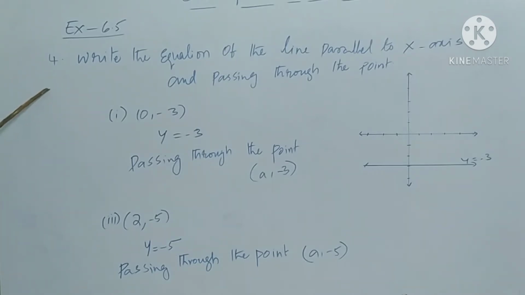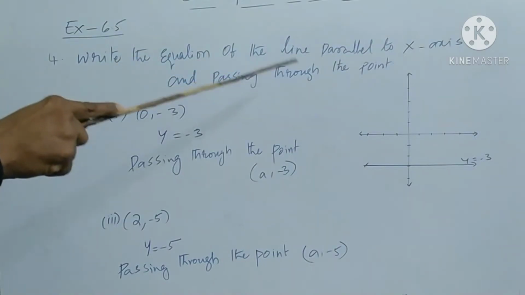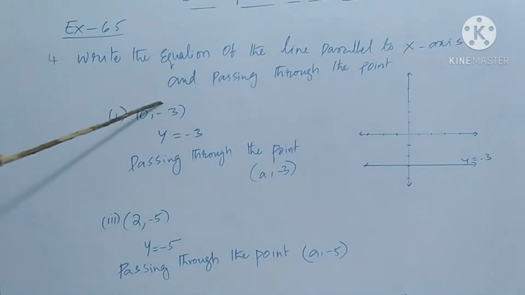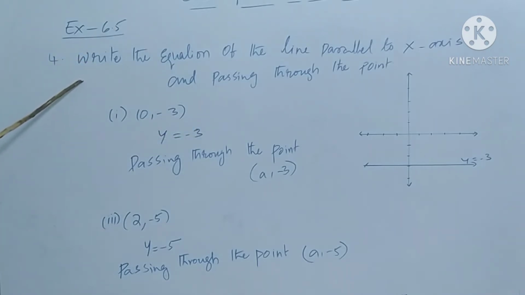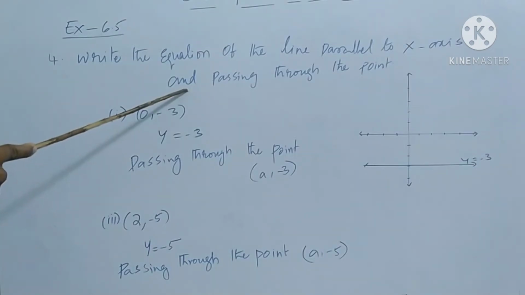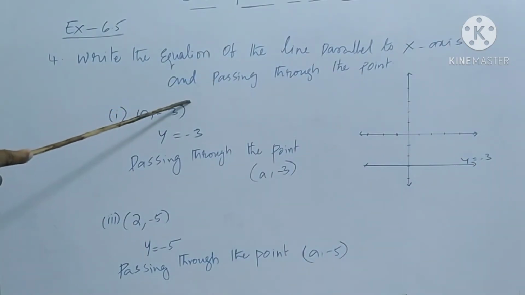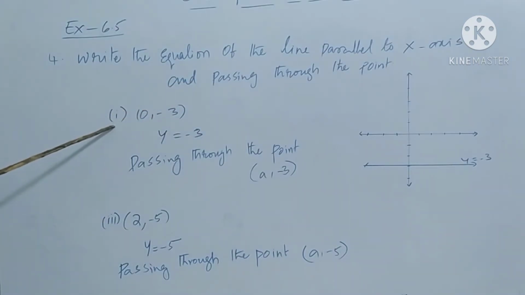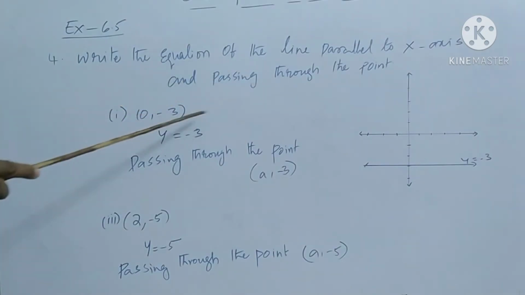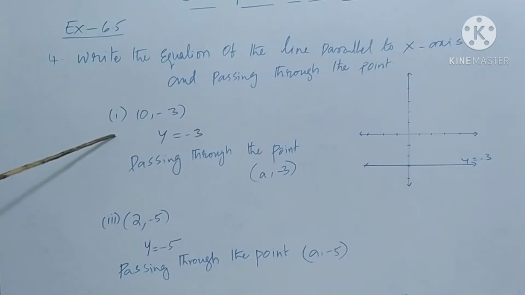Next question, fourth, Roman: write the equation of the line parallel to the x-axis and also write the line passing through the point. So here, write the equation of the line parallel to the x-axis, this is the first question, and write the line passing through the point, this is the second question. First one: 0 comma minus 3. The line parallel to the x-axis means y is a constant term for any value of x.